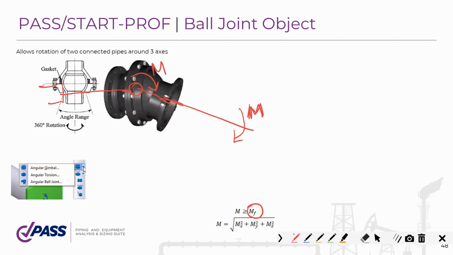For example, we have a nozzle here and some equipment. It will transfer the moment to the nozzle and this moment will not be greater than the internal friction moment of the expansion joint.